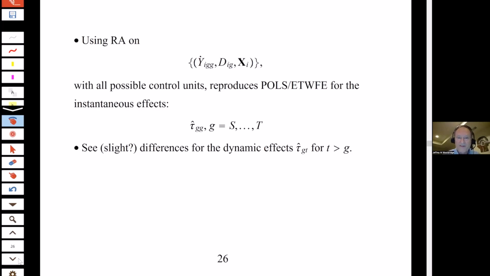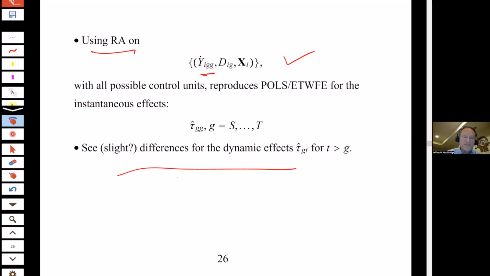Interestingly, there are some algebraic equivalences here. For example, when you apply regression adjustment to the instantaneous effects, so this is the cohort first being treated in period G, it turns out this reproduces the pooled OLS two-way fixed effects estimator that I just talked about. For the dynamic effects, they aren't the same. Since the pooled OLS two-way fixed effects estimator is best linear unbiased under the traditional assumptions, we know that these can't be the best estimators under the traditional assumptions.